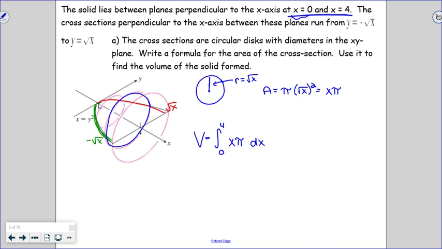And again, we could do our antiderivative for this. Kind of good practice for us would be 1/2 x squared. Pi is just a constant. And evaluating that from 0 to 4 would give us a total volume of 8 pi.